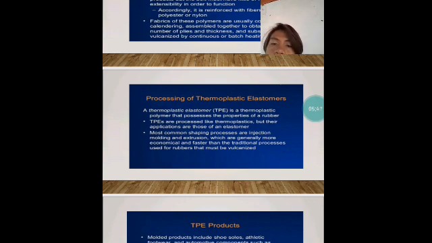These are processes like the thermoplastics, but their applications are those of the elastomer. The most common shaping processes are injection molding and extrusion, which are generally more economical and faster than the traditional processes used for vulcanized rubbers. So that is the processing of thermoplastic elastomers. The processing is mainly injection molding and extrusion. So those are the three processes used to make thermoplastic elastomers.